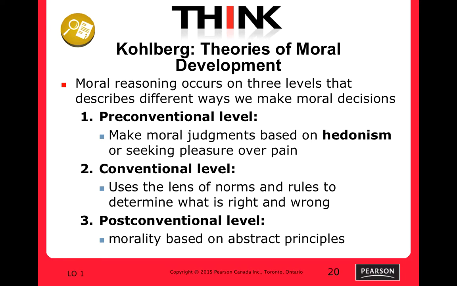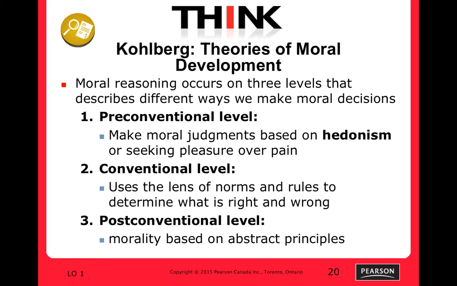All right, so now we're going to talk a little bit about 2 theories that have to do with moral development. So Kohlberg said that he wanted to build upon Piaget and wanted to learn a little bit more about how we make decisions based on our morals, so things that are right and wrong. So the first stage was what he called the pre-conventional stage, and he said that we make moral judgments at this stage based on hedonism, which means seeking pleasure over pain.